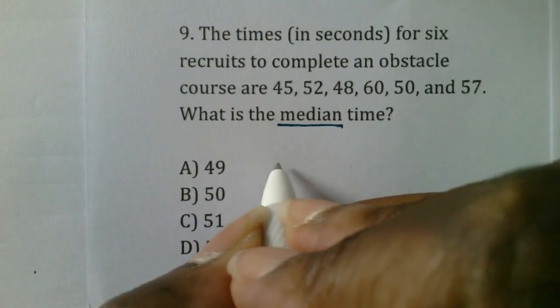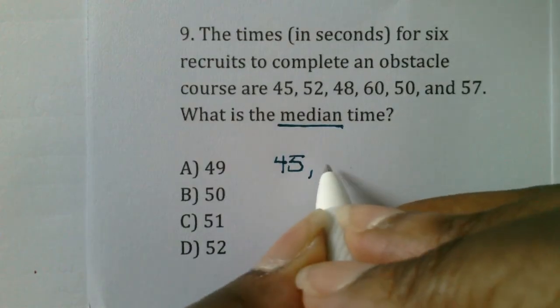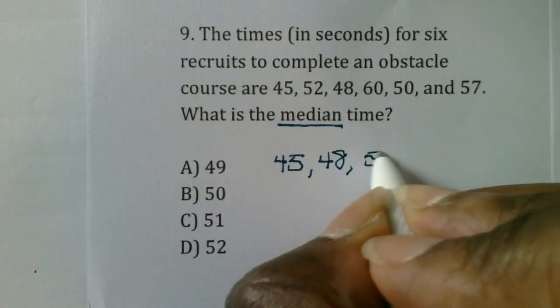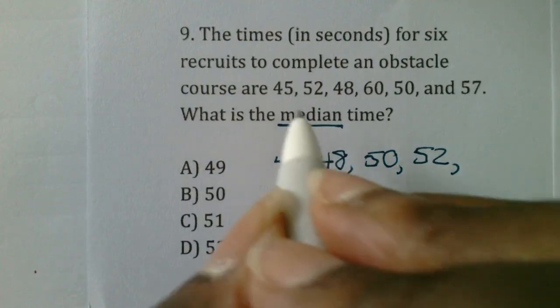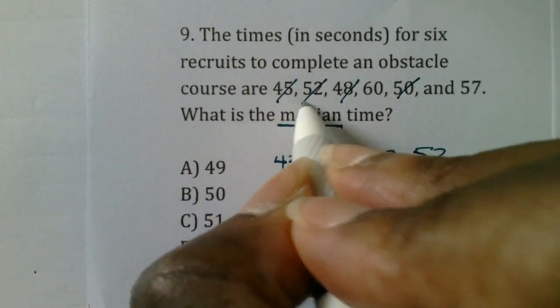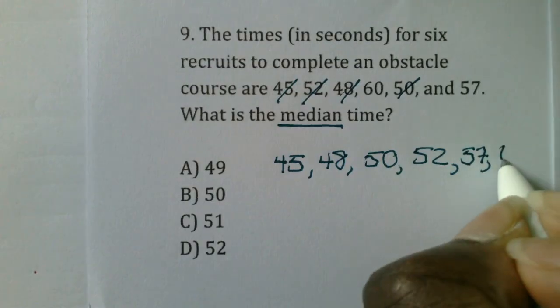Well, the lowest one we got is 45. Then we have 48. We have 50, 52. So 45, 48, 50, 52, 57, then 60.